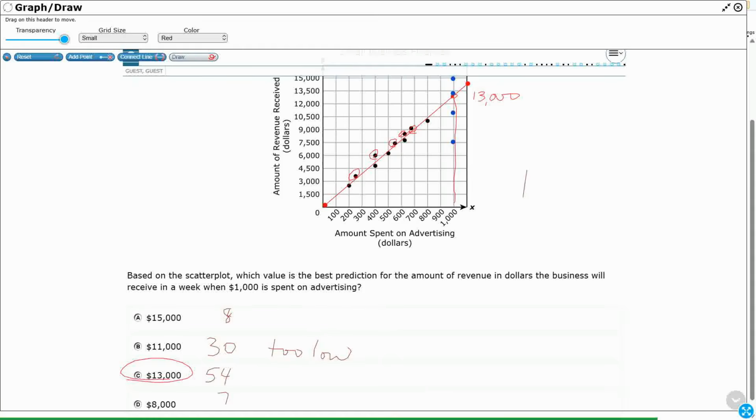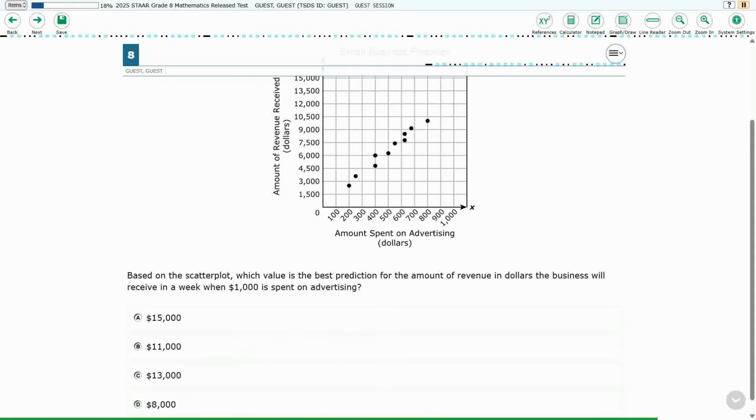So this was about middle of the road, but it ended up being slightly on the easier side. In fact, this was the 18th easiest item on the test. So not super difficult, but it's hard to eyeball it. I highly suggest drawing that line using this connect line feature that's available when we have the graph draw feature up.